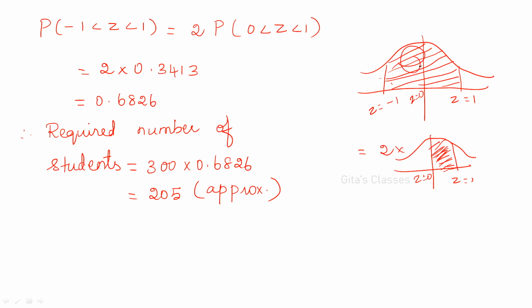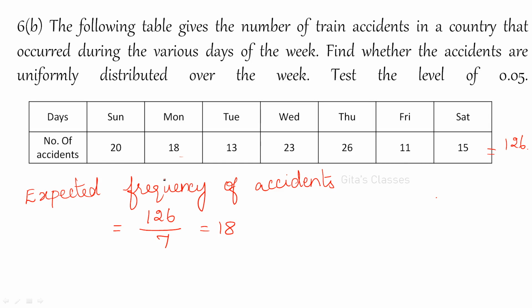This can be written as twice, because it is symmetric about the line z is equal to 0. You can express this region as, the left hand side and right hand side of z is equal to 0 are equal. So you can express this as 2 into this area. This area is 0.3413 according to the table. Therefore 2 into 0.6826, and multiply with 300. That is the total number of students. You will be getting 205 students approximately. Because it is students, you cannot have decimals. Okay, you have to find out the approximate value. Round the value and write the values.